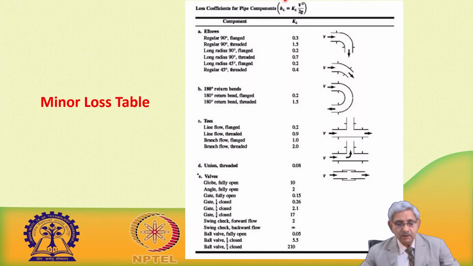So, this is a table. Here this table practically gives the values of the different minor loss coefficients. Head loss due to different fittings can be given by KL into V square by 2g, and the values of KL depend on the type of fitting. It could be an elbow like this, a 180 degree bend, tees, or a union.